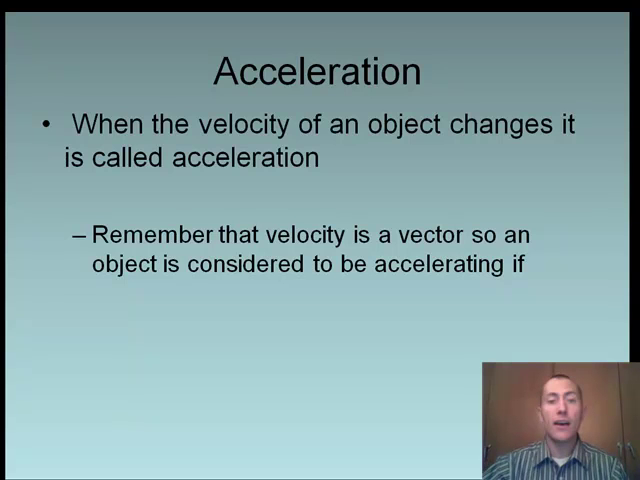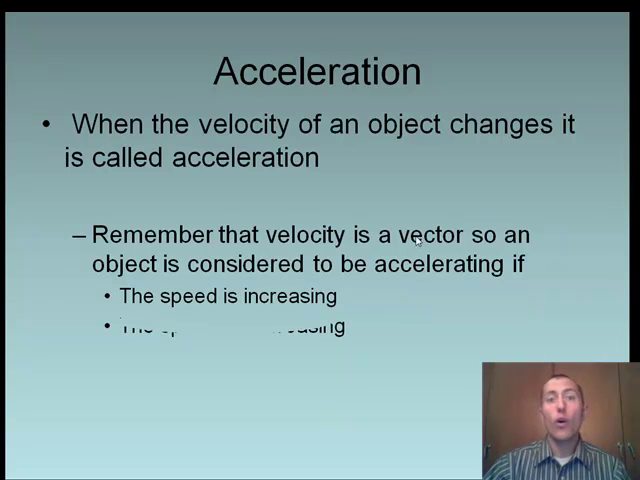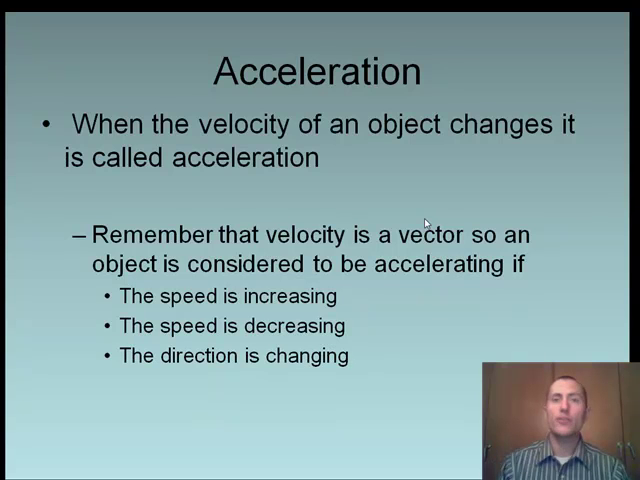Now, the one thing that we have to remember, though, is that velocity is a vector. And so there are actually 3 scenarios in which we can say an object is accelerating. If the speed's increasing, if the speed is decreasing, or, because velocity is a vector, if the direction of movement is changing, the object is accelerating. So if you have the car in cruise control, so you maintain a constant speed, but you're turning a corner, since the direction is changing, you're actually accelerating.